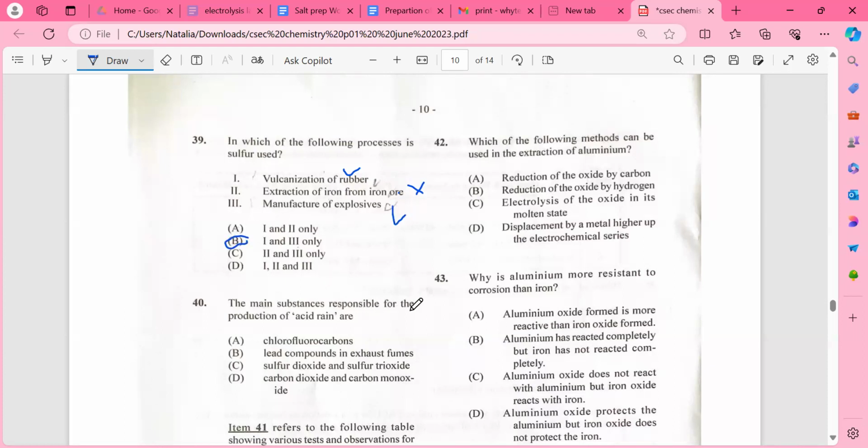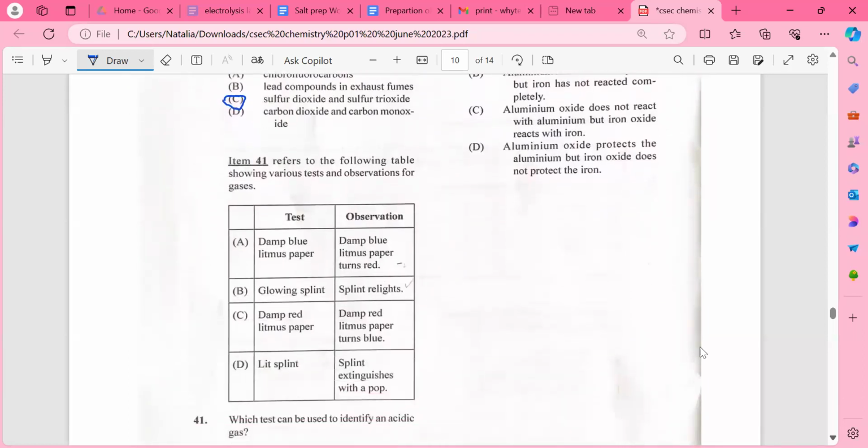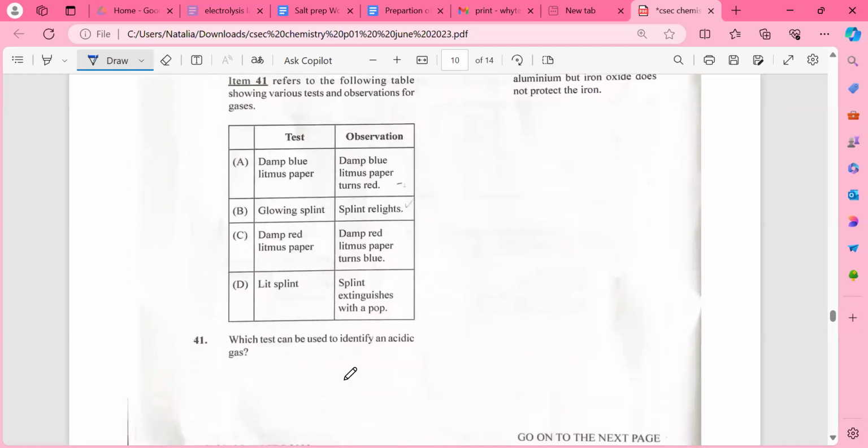The main substances responsible for the production of acid rain are oxides of nitrogen and oxides of sulfur. So the answer is C. Item 41 refers to the following table. So we have some tests for gas. Blue litmus turns red, so we're looking for an acidic oxide. Acidic oxide will react with blue litmus paper and turn it red.